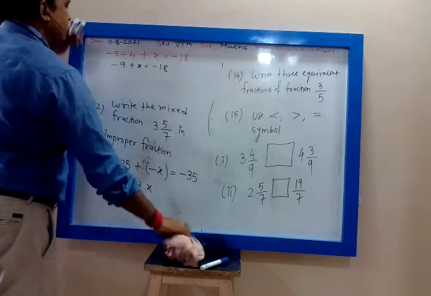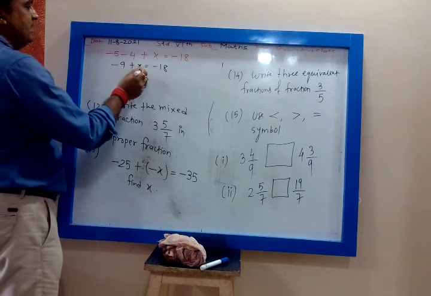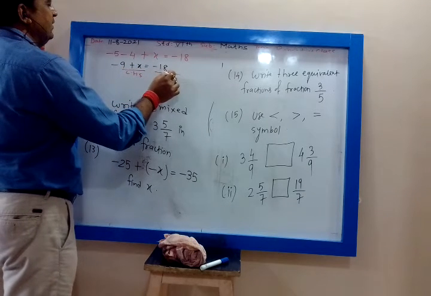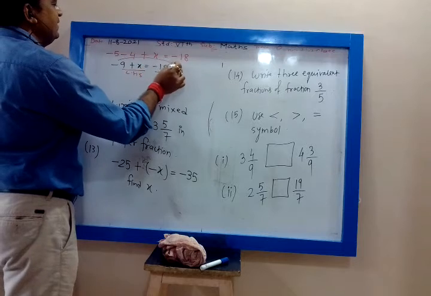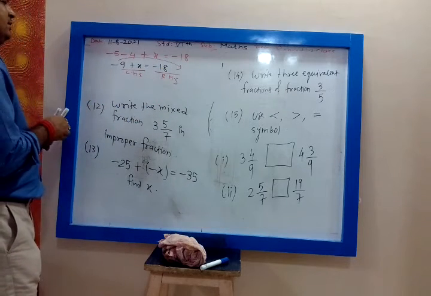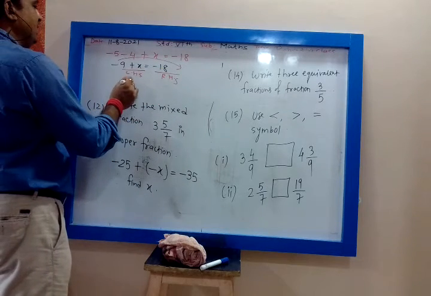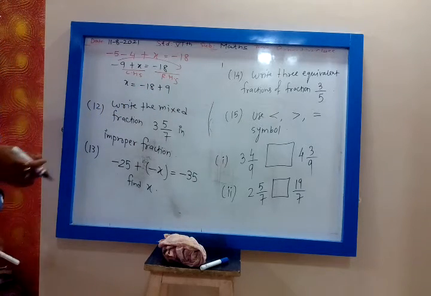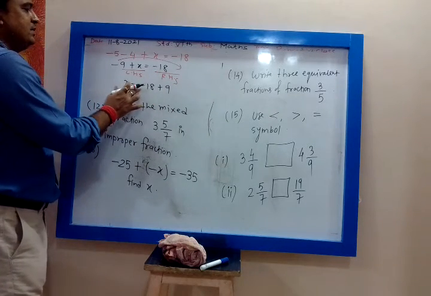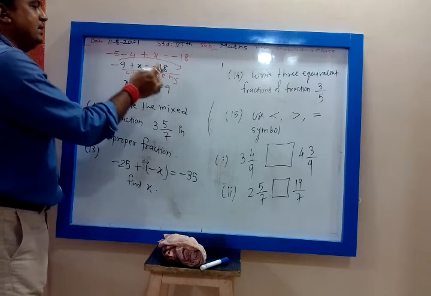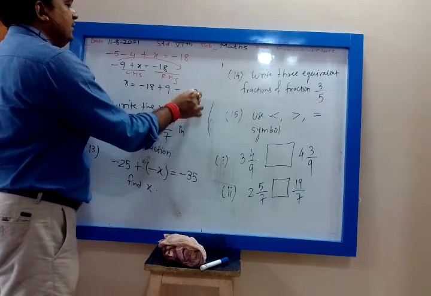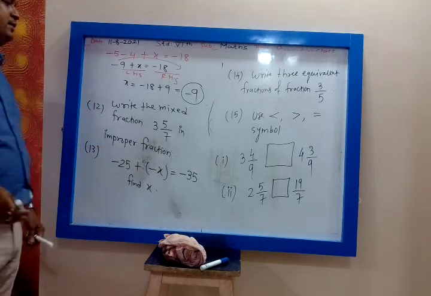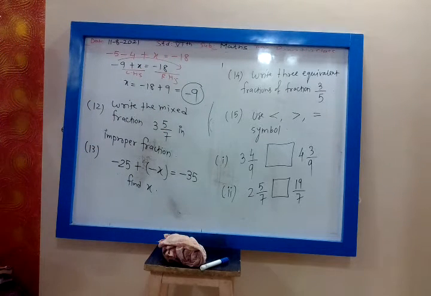Before the equal to sign is my left hand side. After the equal to sign is my right hand side. So minus 9, when I take it to the right side, will be plus 9. So you will get x is equal to minus 18 plus 9. Now check whether they have the same sign or opposite sign. Minus and plus, opposite signs, so subtract and take the sign of the bigger number. 18 minus 9 is 9. Which number is bigger? 18. Sign minus. Minus 9. The answer is minus 9. Very good. Do the 12th one.